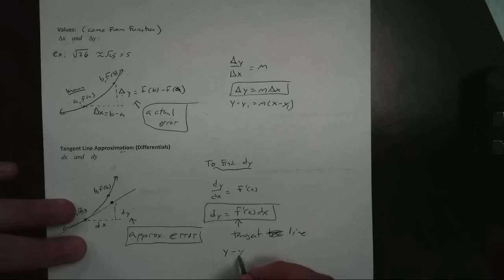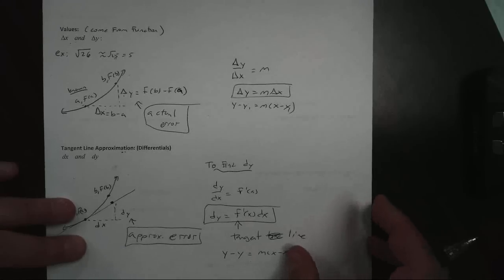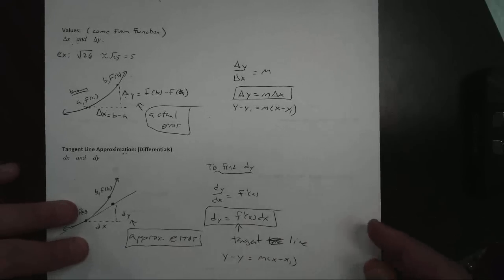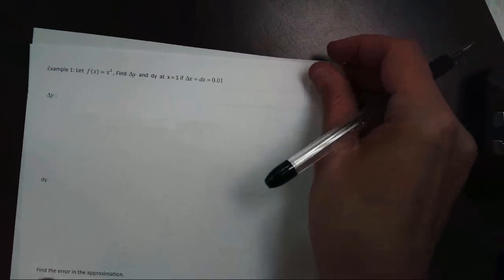This is y minus y1 equals m times x minus x1, which we'll get to in just a few moments here. So let's turn over to the next page and see how we can apply a lot of this. Let's say we're given the parabola f of x equals x squared, and we want to find delta y and dy.